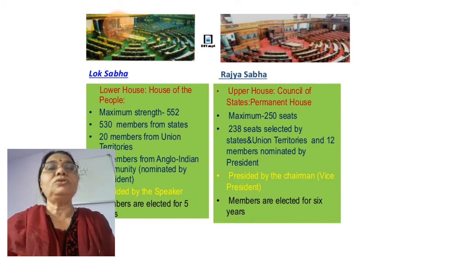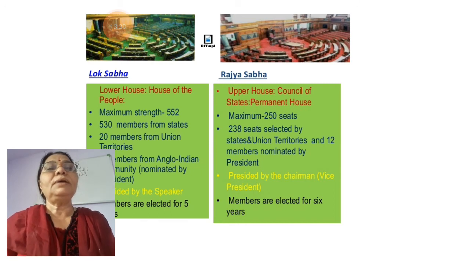Lok Sabha, house of the people, maximum strength 552, 533 members from the states, 20 members from the Union Territories, and the members from the Anglo-Indian community nominated by the president. Now another, who presides over this Lok Sabha? Always the speaker. The Lok Sabha is presided over by the speaker.